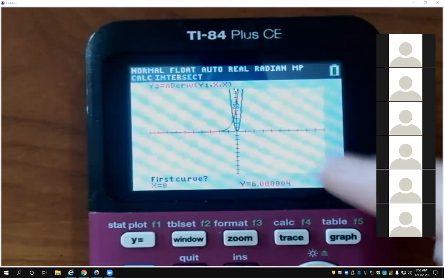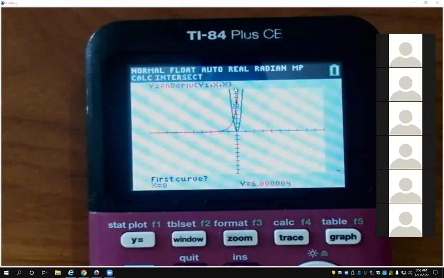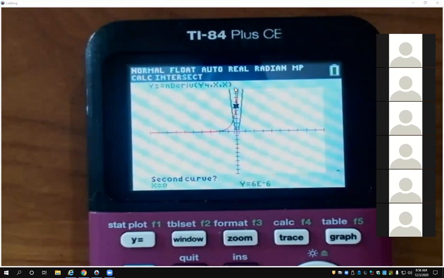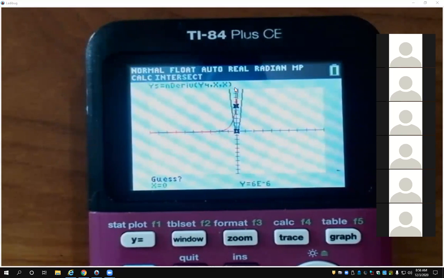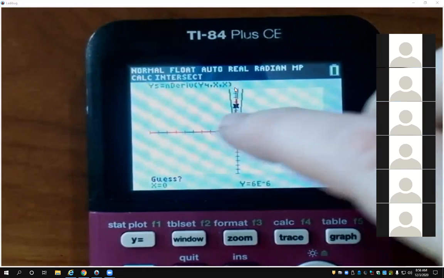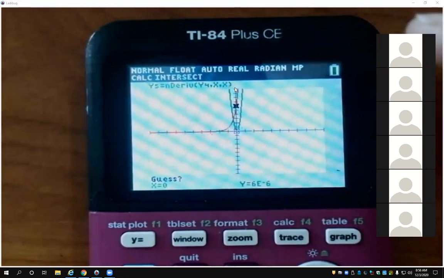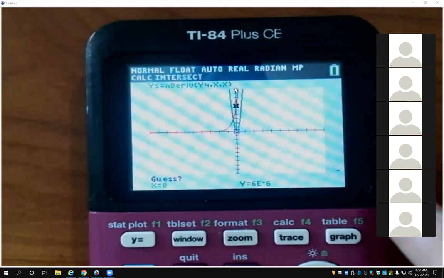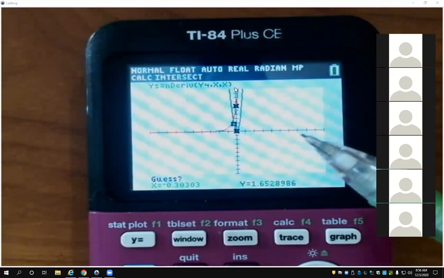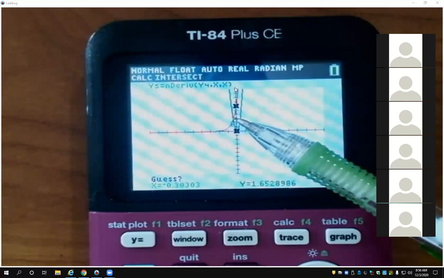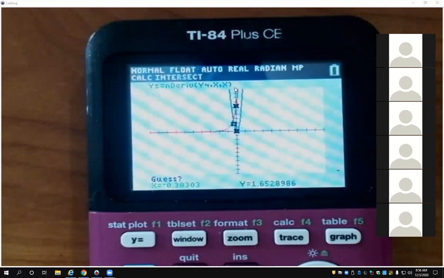Then it asks you for the first curve. My cursor's on Y2, but that's fine. I hit enter. My cursor jumps to Y5, excuse me, and that's where I want to be. I hit enter. And then you don't really have to guess unless there's more than one intersection. If they intersected twice and it wanted a specific interval, then you would have to guess and move your cursor. For example, I'm going to move my cursor closer to that intersection. They intersect right about here, so I've moved my cursor a little closer to that.